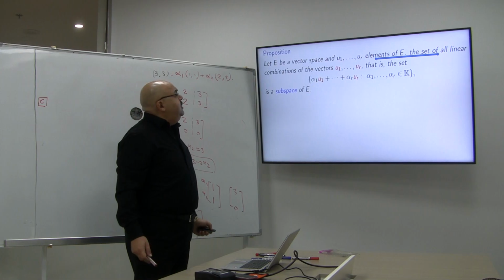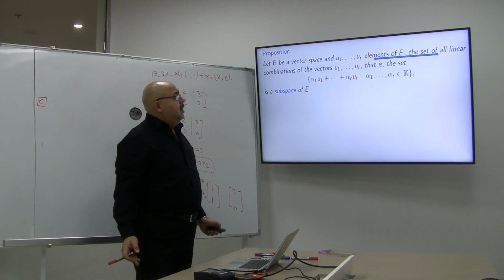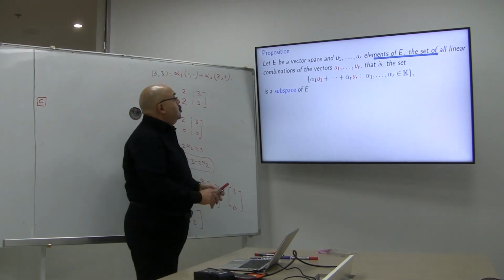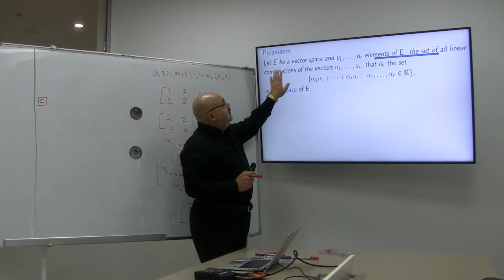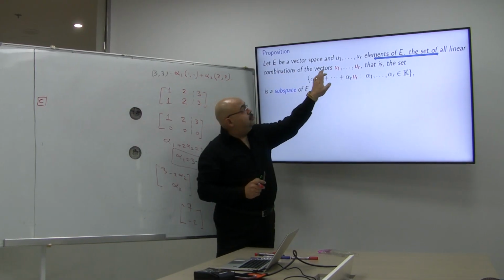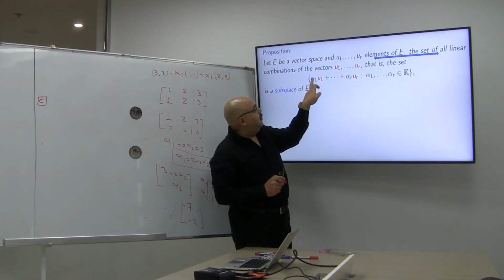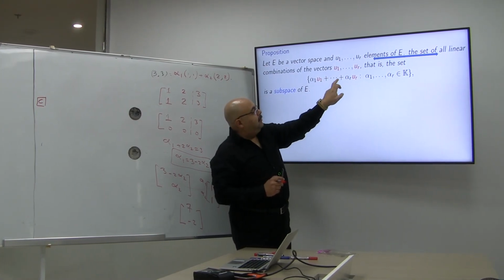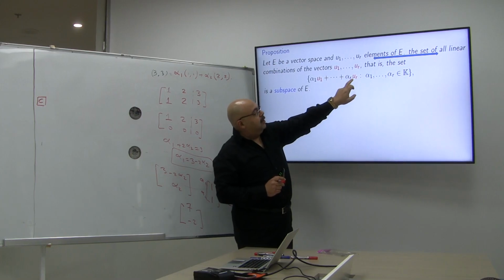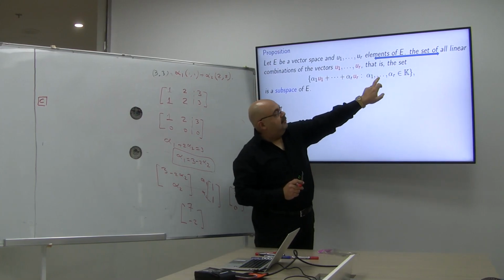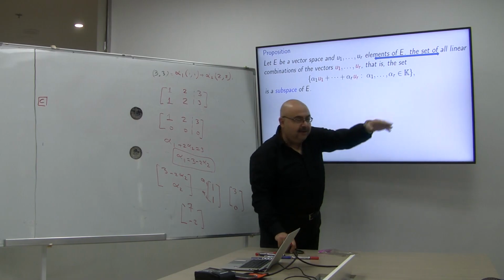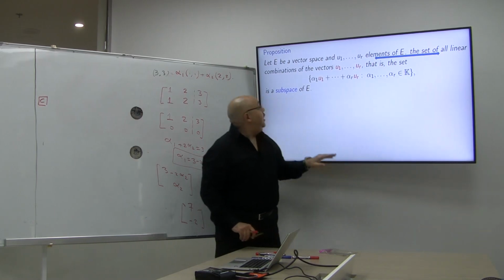So let E be a vector space of U1 up to UR. Elements of E, the set of linear combinations of the vectors U1 up to UR. That's the set. Pay attention. Alpha 1 U1, alpha 2 U2, and so on, up to alpha R times UR, such that alpha 1, alpha 2, up to alpha R belong to K. They are numbers. Right? Okay?